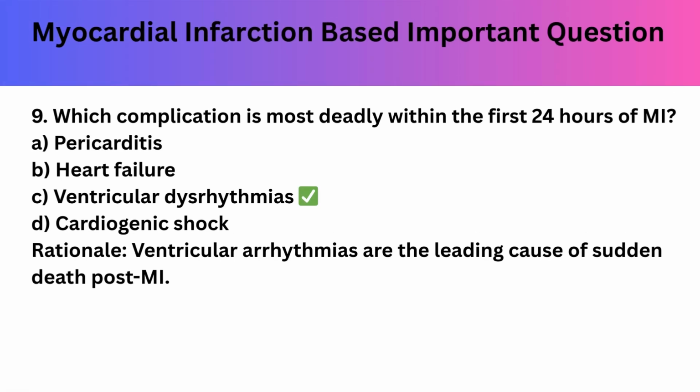Question number 9. Which complication is most deadly within the first 24 hours of myocardial infarction? Option A, pericarditis; option B, heart failure; option C, ventricular dysrhythmias; option D, cardiogenic shock. Correct answer is ventricular dysrhythmias. Ventricular dysrhythmias are the leading cause of sudden death post MI.